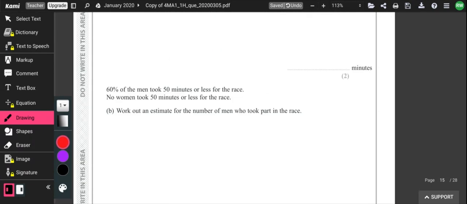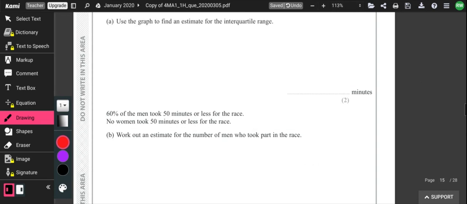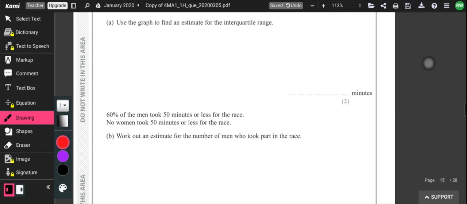Part B, 60% took 50 minutes or less for the race. No women took 50 minutes or less. Work out an estimate for the number of men who took part.